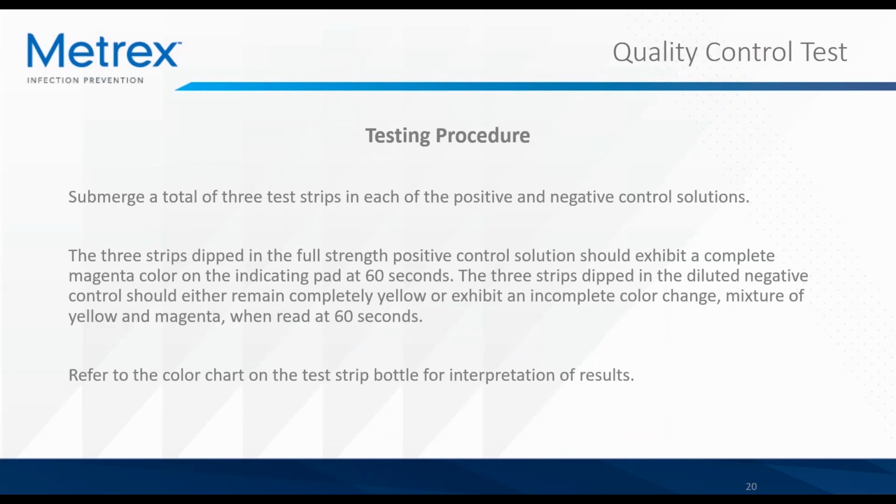The test needs to be performed 3 times in the positive control and 3 times in the negative control. All positive controls should result in a passing color of solid magenta on the indicator pad of the test strips. All negative controls should turn the test strips either bright yellow or a yellow and magenta mix, indicating a failed test.